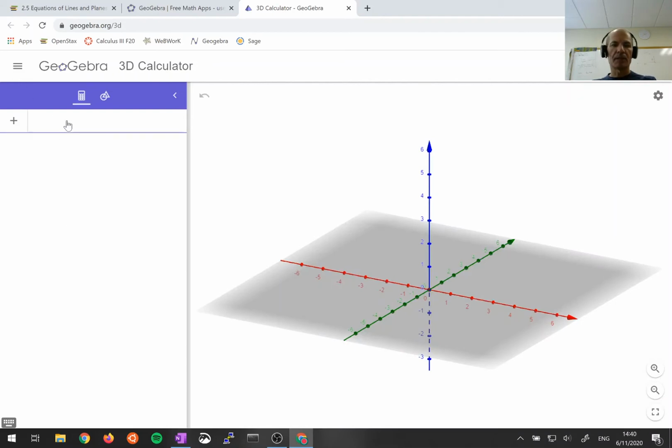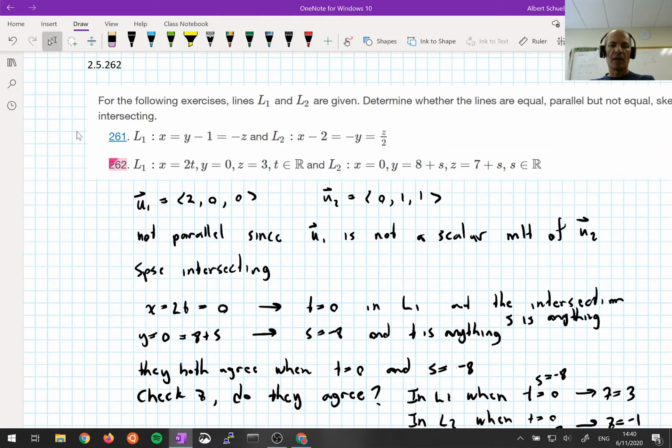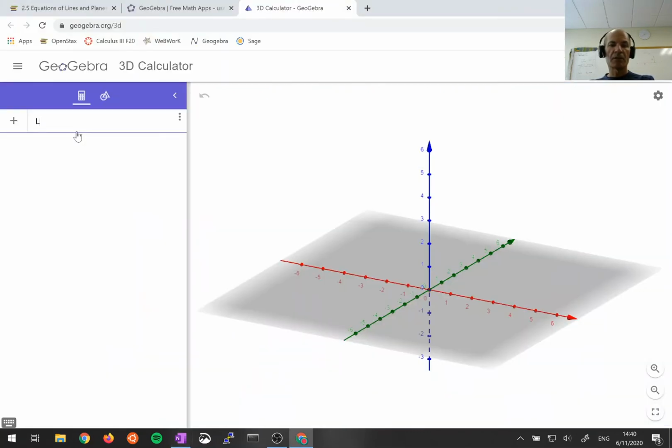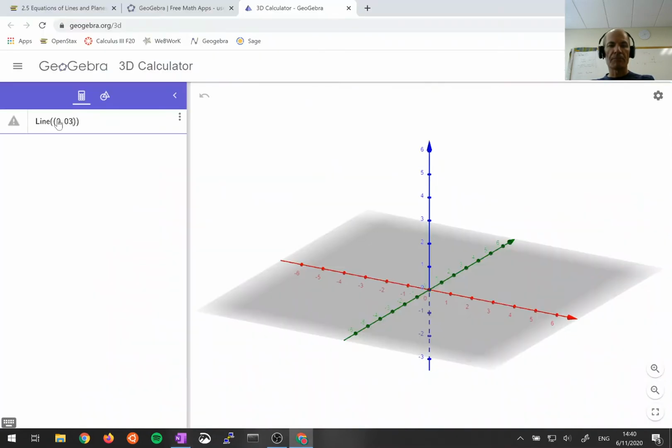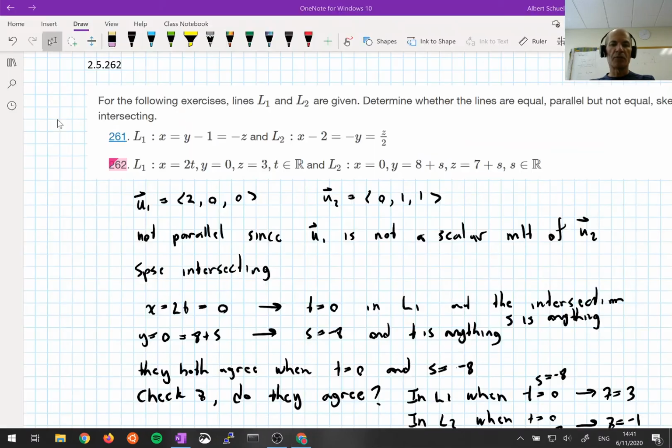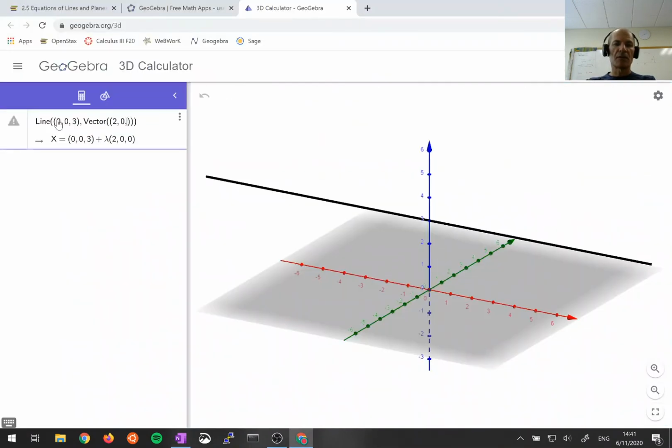Cool. Let's plot a couple of lines. The first line, L1, goes through the point 0, 0, 3. So I'm going to start typing the word line, and it gives me instructions on how to plot the line. I can give a point and I can give a direction vector, and that's what I'm going to do. I'm going to give the point, which is just 3 numbers, 0, 0, 3, like that. And I'm going to give a direction vector. I use the word vector here, and then give the direction vector, that's 2, 0, 0, like that.